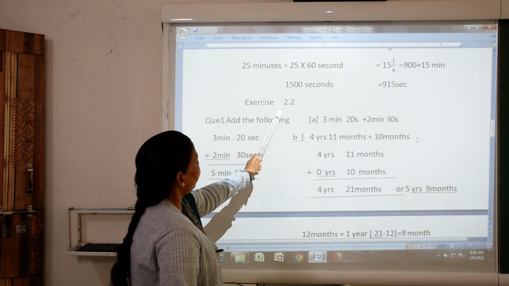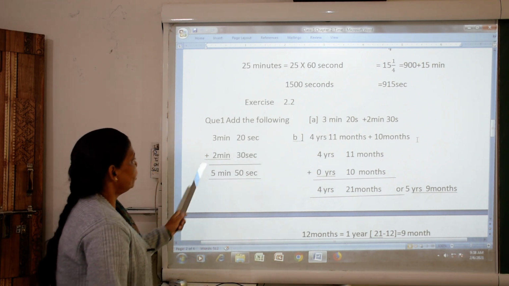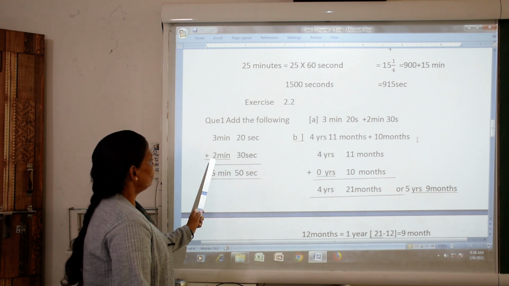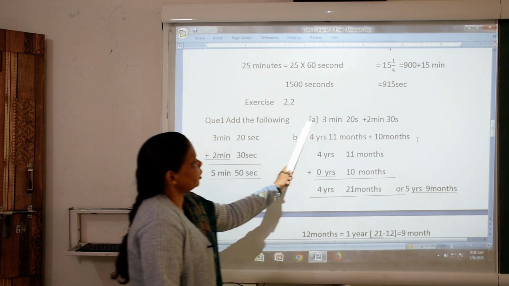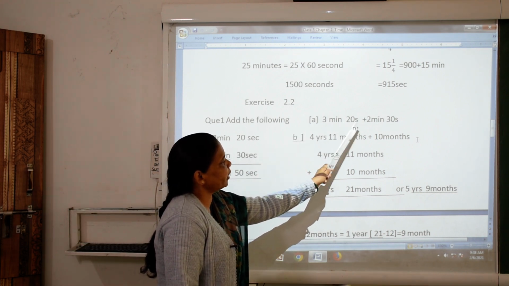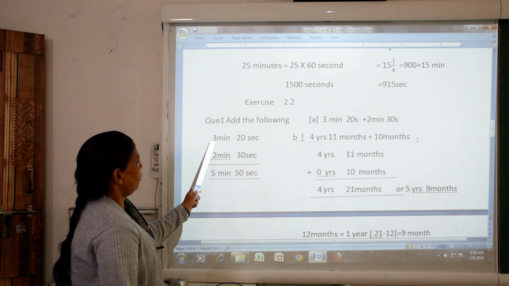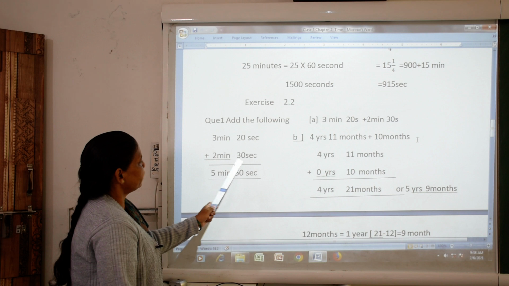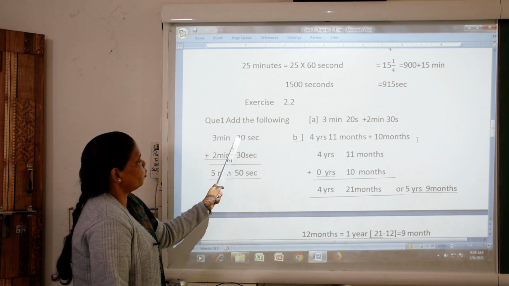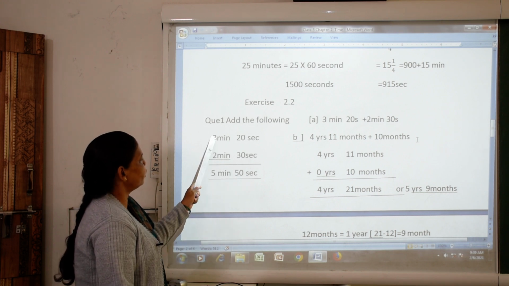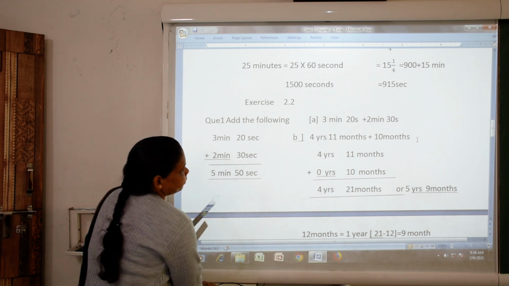Exercise 2.2. Add the following. You have to add the time. 3 minutes 20 seconds, 2 minutes 30 seconds. First you arrange them in columns, write 3 minutes 20 seconds and 2 minutes 30 seconds. Add seconds with seconds and minutes with minutes. So 20 plus 30 is equal to 50 seconds and 3 plus 2 is equal to 5 minutes. So 5 minutes 50 seconds.